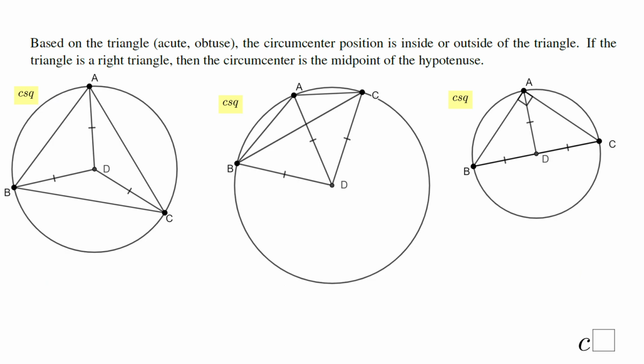Whenever you have an acute triangle like this one, like the one we just discussed, the circumcenter is inside of the triangle. However, if the triangle is obtuse, you notice this angle here is more than 90 degrees, so triangle ABC is obtuse. The circumcenter is outside of the triangle. And you notice also we have a nice circle around this obtuse triangle.